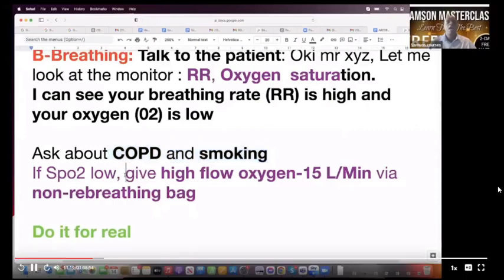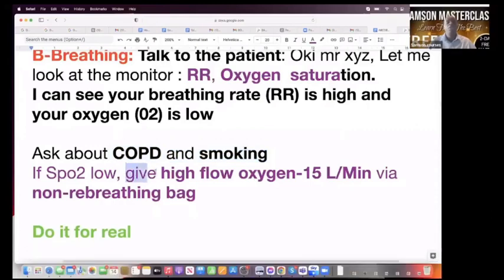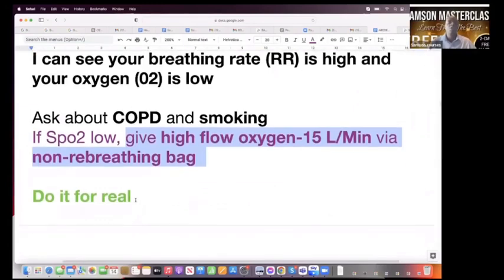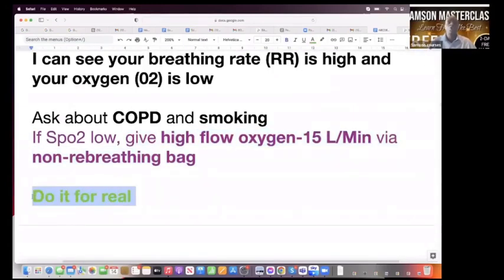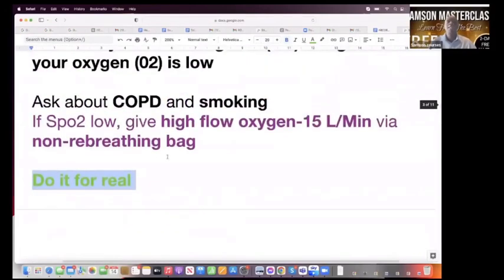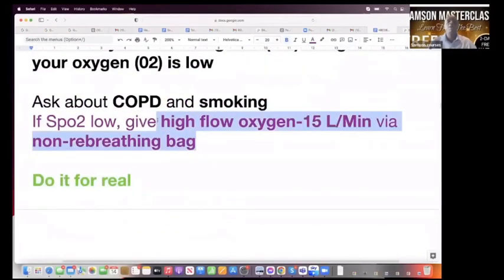Now in here, unless there is a documented COPD, we have to give high flow oxygen, 15 liters per minute via a non-rebreathing bag. That's what we would give the patient. Now we don't just talk verbally, which is a mistake of many candidates. You just simply talk, and then the oxygen would go up? No, we need to do things for real. So you need to go and take a non-rebreathing bag and apply it on the patient's face.